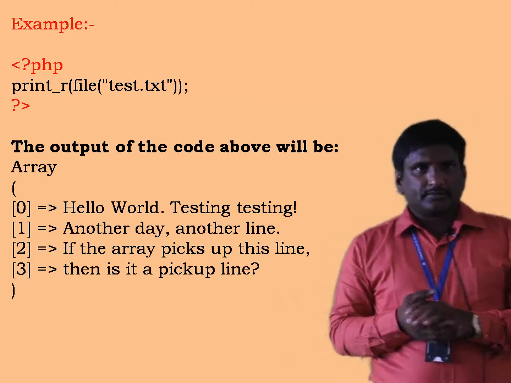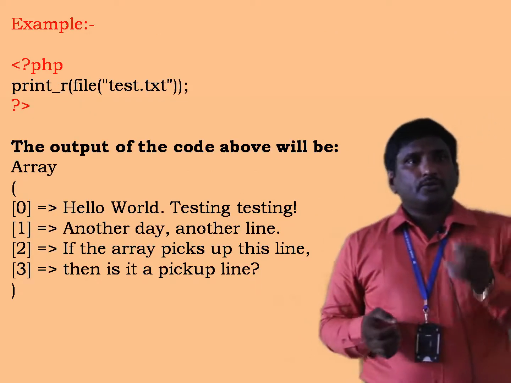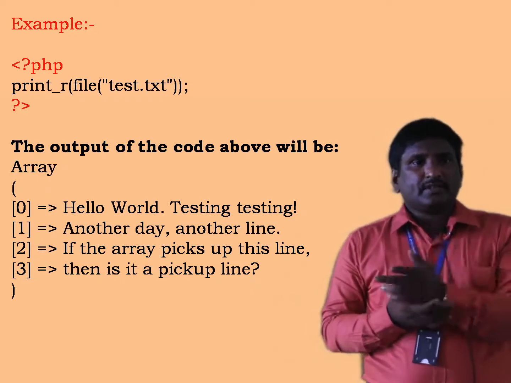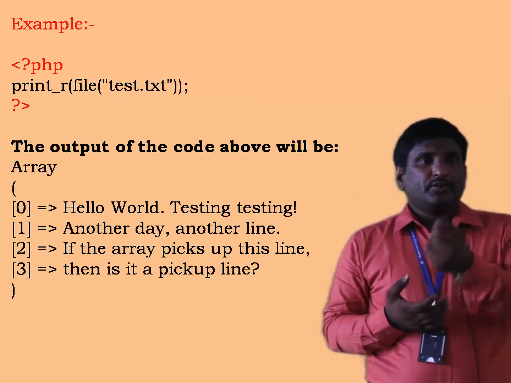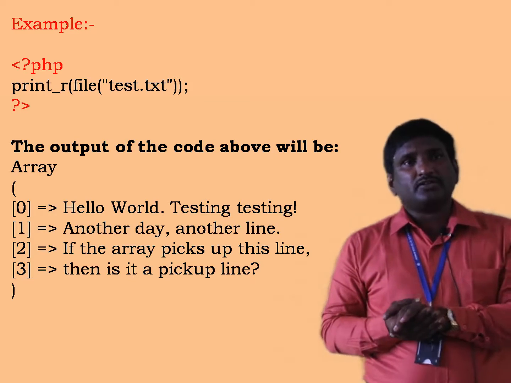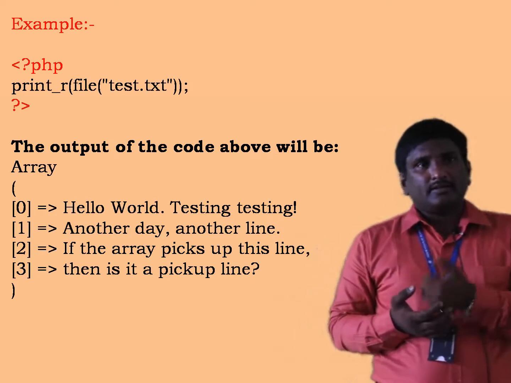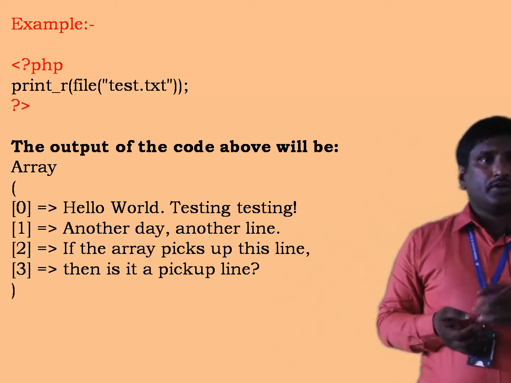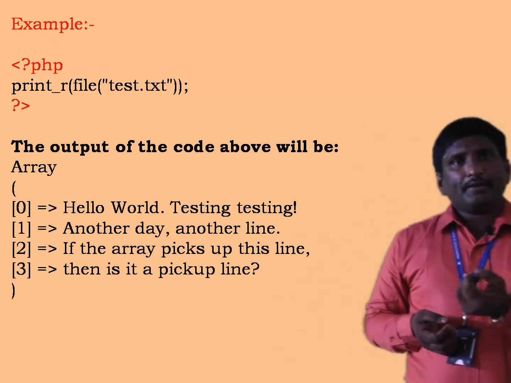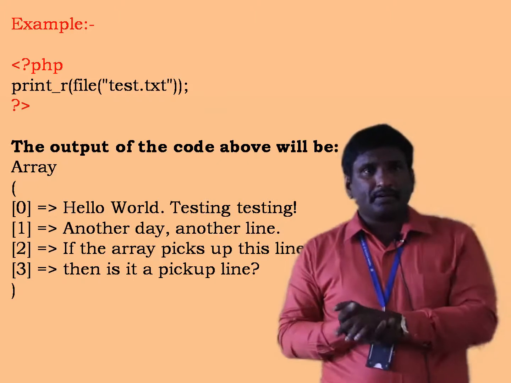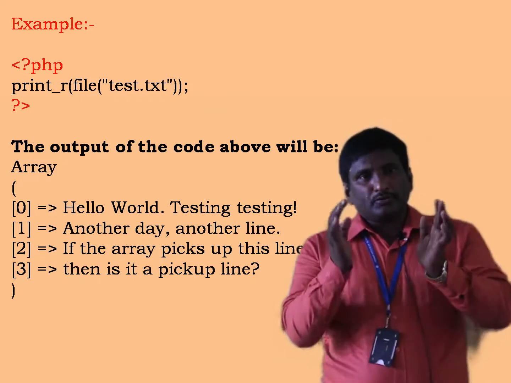Next, this is the example. In this, I just print test.txt. If you use the file function on test.txt, it will be treated as an array. This is an indexed array. So I just printed this straight away using print_r, so you see the content which is available.